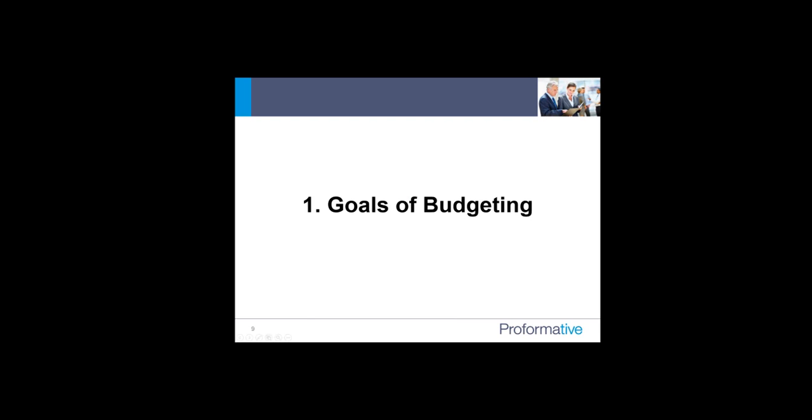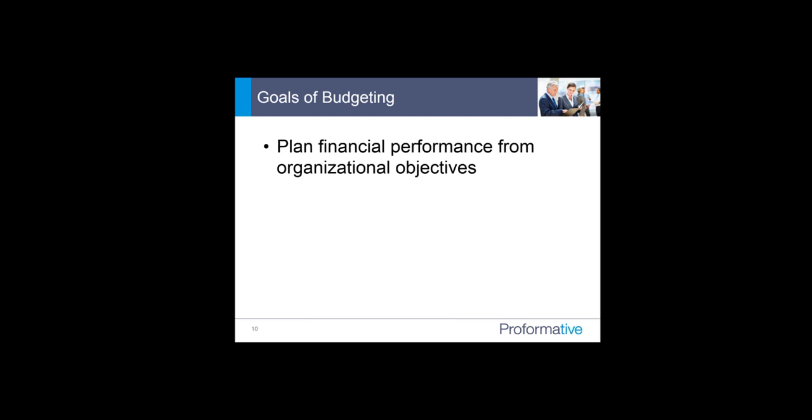Great, thank you, John. First of all, let's look at the goals of budgeting. The first thing we want to do is take the corporate objectives that we want to achieve and turn that into a financial performance, some financial plan that captures all of the objectives and the implications. The second goal of budgeting is to take those objectives and use them to communicate to the organization what it is we're trying to do.